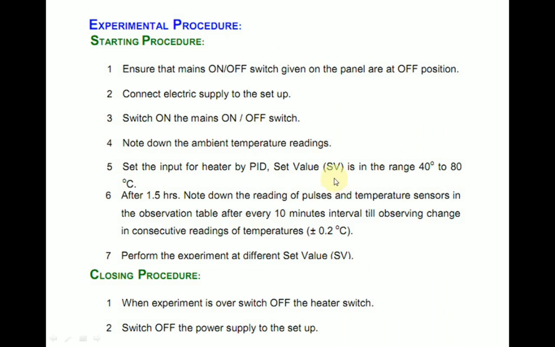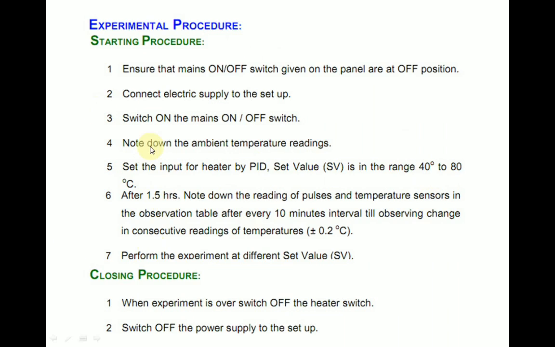So in between this temperature, any temperature we can set, with the help of the control panel, we will be able to do that. Then we need to allow the setup to come under steady state conditions. So we know what a steady state condition is, where the parameters or variables don't change with respect to time and space.